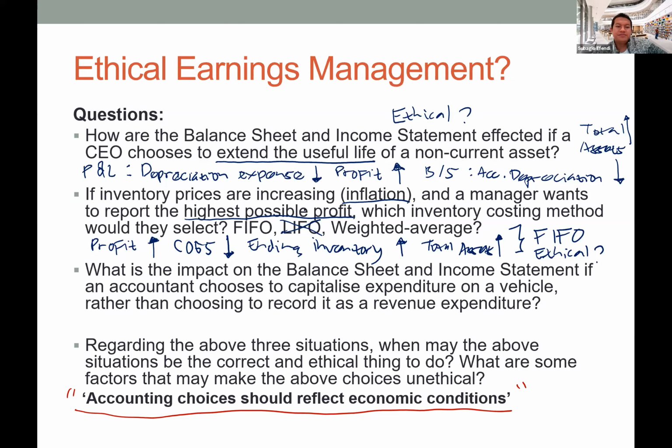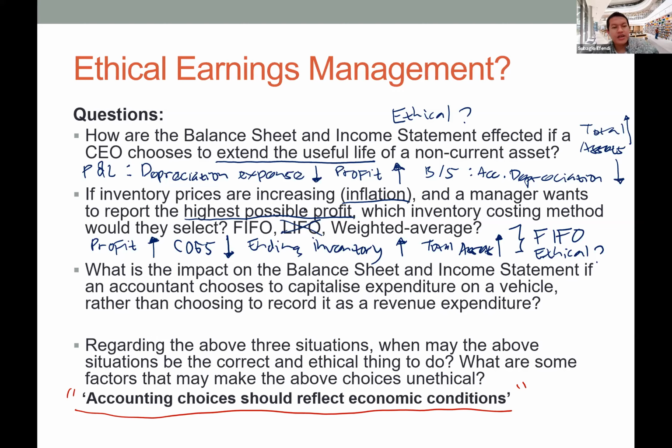So LIFO, if used for the correct situation, it's ethical. But when it's used for the wrong situations, for specific reports, it's unethical. It happens for every case. So it depends on the purpose and underlying condition. So the idea is that these conditions will be reflected in the accounting numbers, which is also affected by the accounting choices.